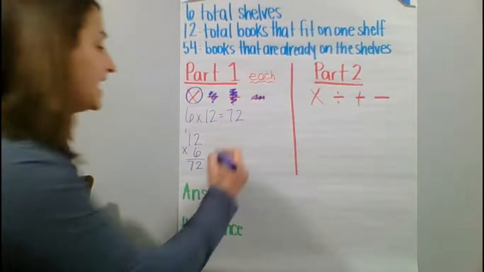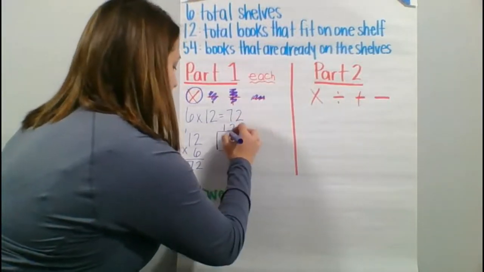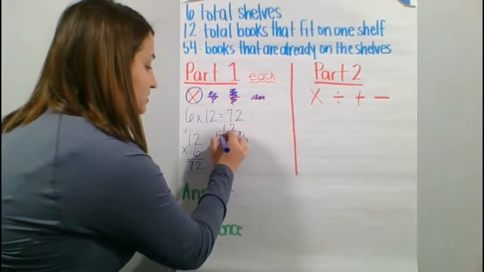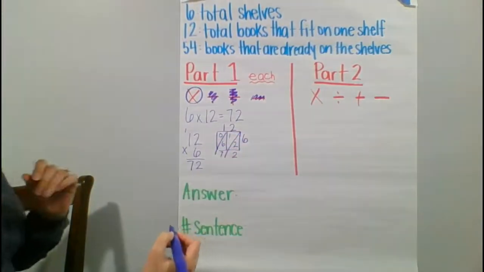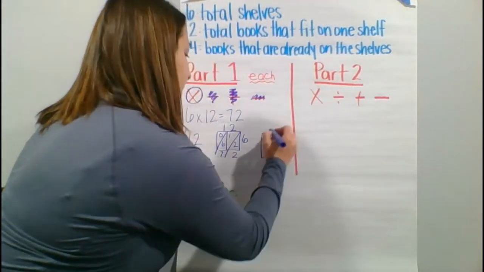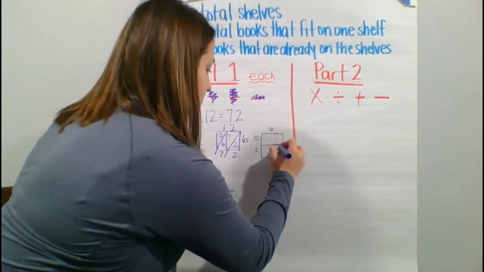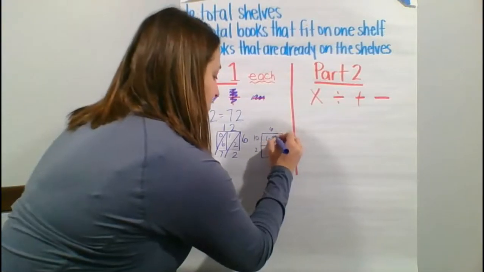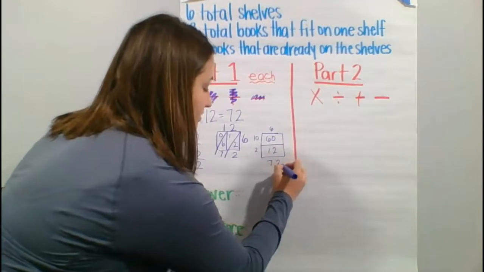We can do lattice: 12 on top, 6 on the bottom, on the side. 2 times 6 is 12. 6 times 1 is 6, and then add it. We can also do partial products. So we have 10 and 2, and then we have 6. 10 times 6 is 60. 2 times 6 is 12. We add those together and get 72.